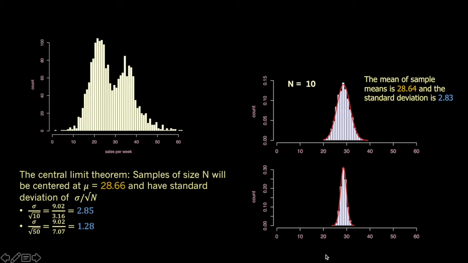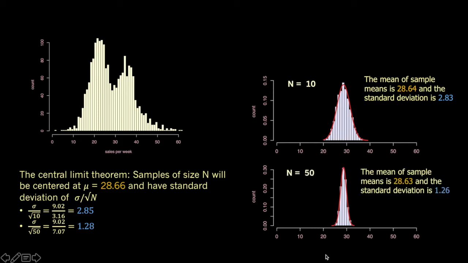If I compute the mean of those means, I obtain something close to the population mean, 28.64. The standard deviation of those sample means is 2.83. Now look at that number for a moment and compare it to the number we said earlier, sigma over square root of 10, 2.85. It's very close. It's not identical, of course. This is a random process that I generated with my computer, so of course it's not going to be identical. But it's converging to the theoretical prediction of the central limit theorem.